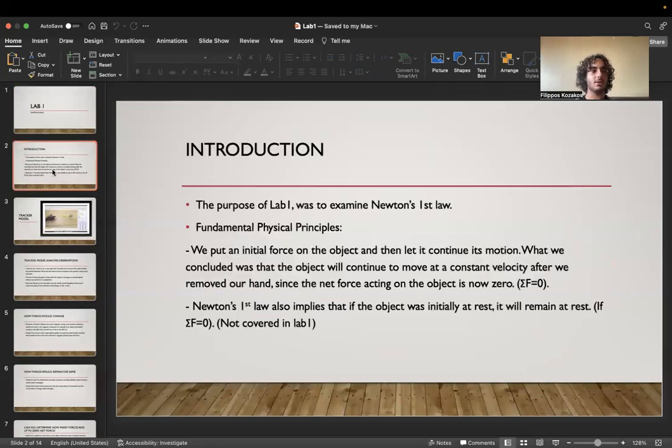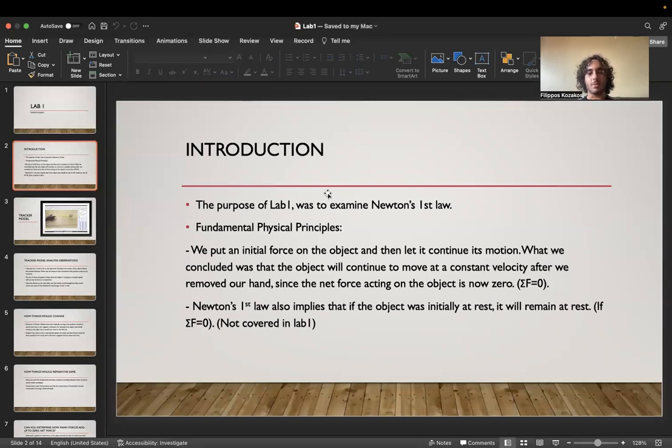So let's get started. For our introduction, the purpose of this lab was to examine Newton's first law, the fundamental physical principles that consist of this law. In our experiment, we put an initial force on the object and then let it continue its motion. What we concluded was that the object will continue to move at a constant velocity after we removed our hand, since the net force acting on the object is now zero.